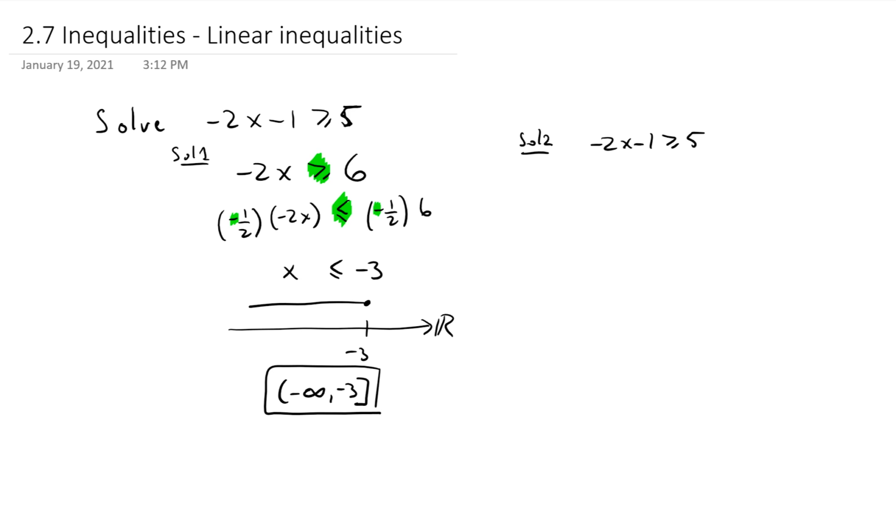Let's say I don't want to have the negative in front of the x. I'm going to send the 2x on the other side, so I add 2x on both sides. Then I send 5 on the other side. And now I divide by 2. Now 2 is a positive number, so that's okay. It's not going to change the sign of the inequality. I divide by 2, so I get this. So I get the same answer, basically.